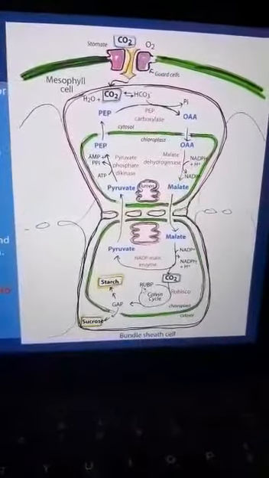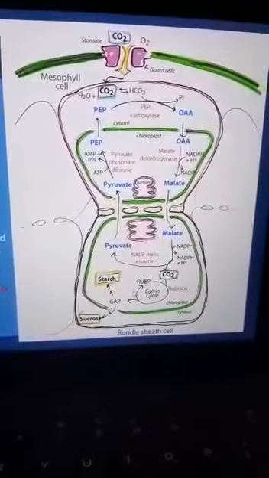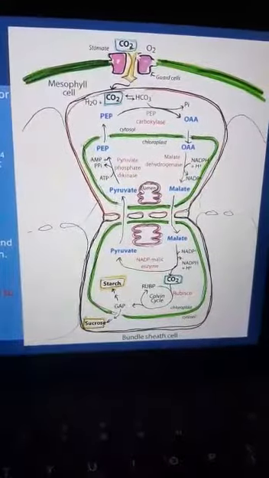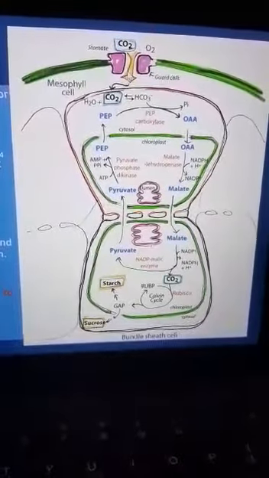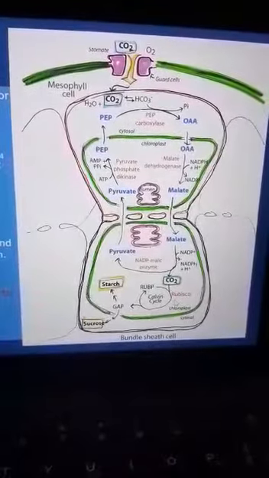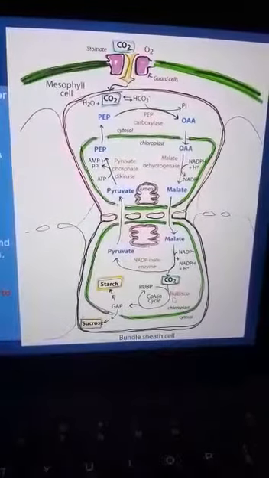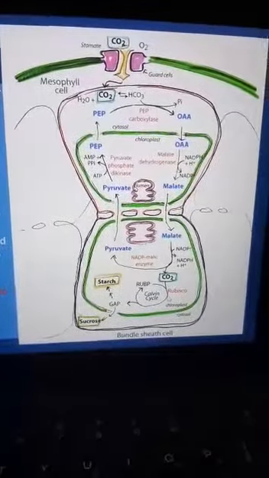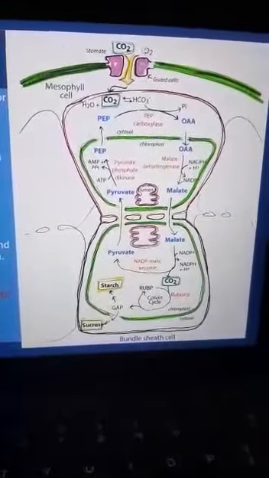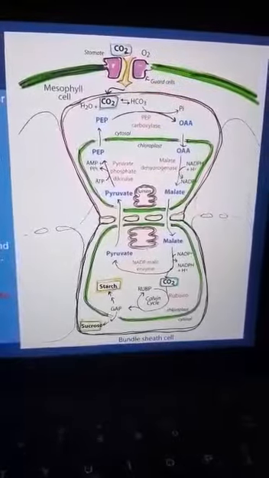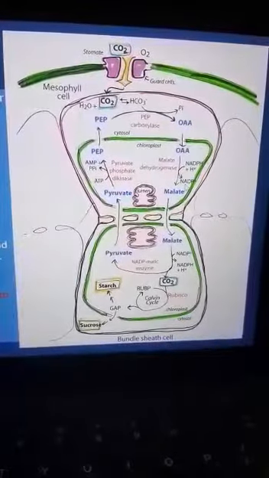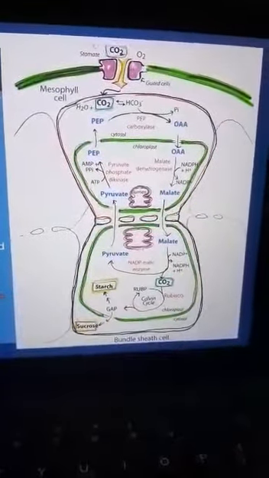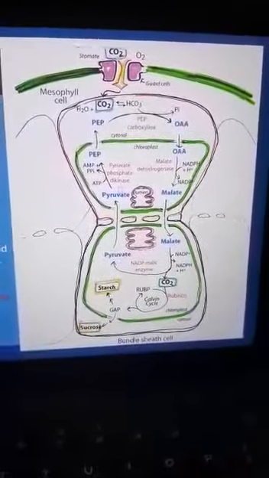So you can see in this plant, when carbon dioxide enters the leaf, it does not immediately enter the Calvin cycle. No. It goes into the Calvin cycle through a very long route. And why that is, we'll talk about. But let's see step by step what happens in this C4 plant.